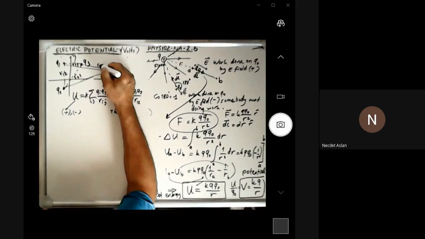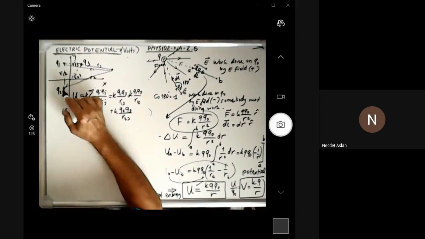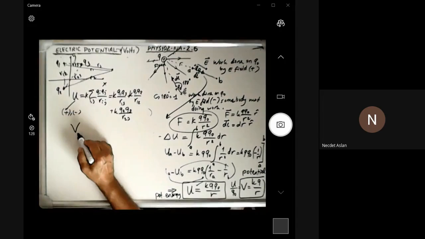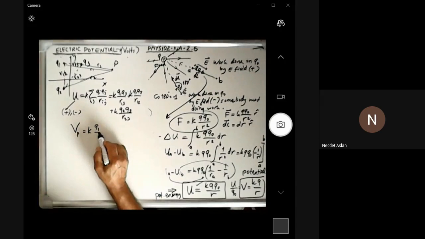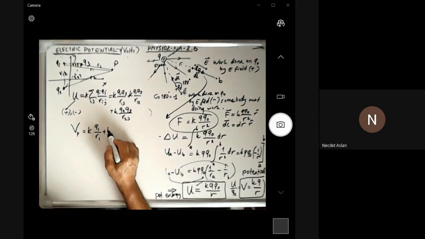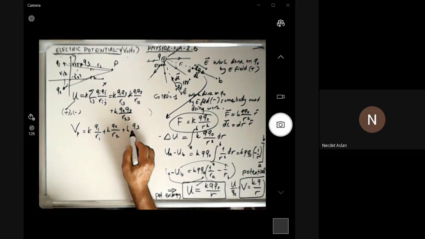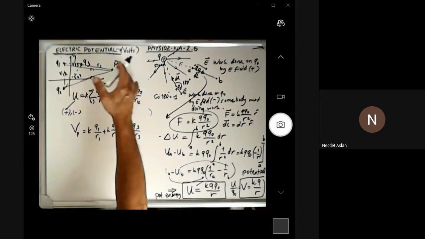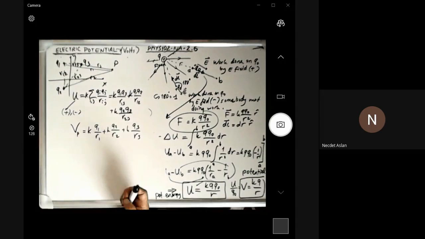So if this is R3 and this is R1 and this is R2, which are the distances from these charges, then the potential at point P is simply given as K Q1 over R1 plus K Q2 over R2 plus K Q3 over R3. As you see, you don't need any direction information, any vector combination, nothing, because potential and potential energy are scalar quantities.